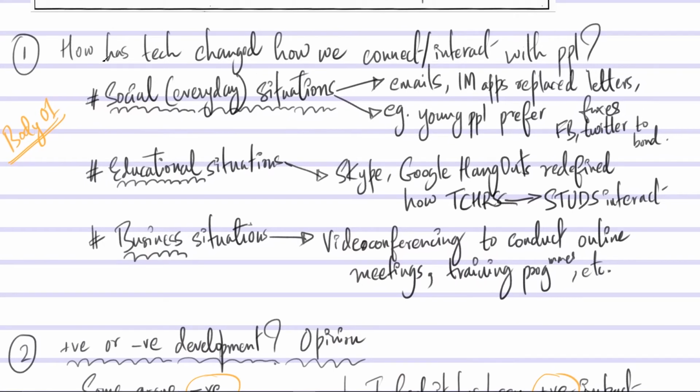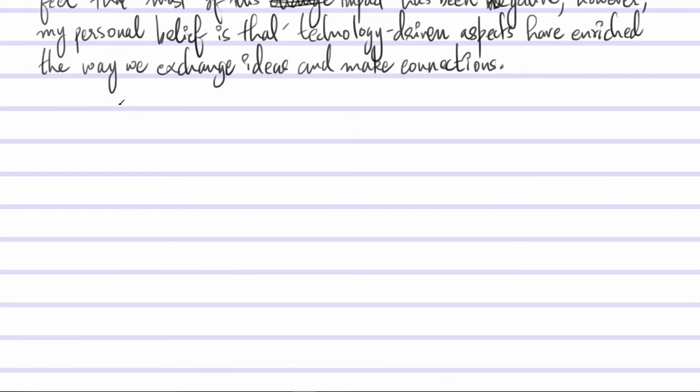So my plan: first we have to talk about the effect of technology on the way we communicate, the changes brought about by technology in the way we interact with people in social, educational and business situations. So this body paragraph is mostly going to give ideas about how technology has affected social, educational and business situations. So the first sentence has to have that.